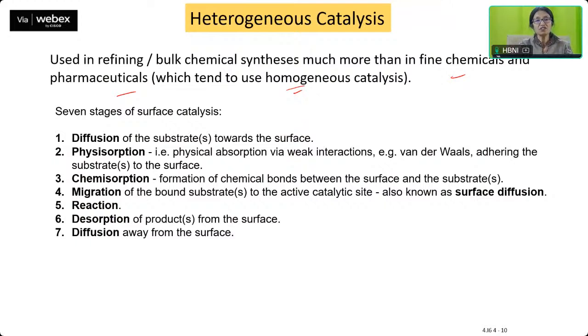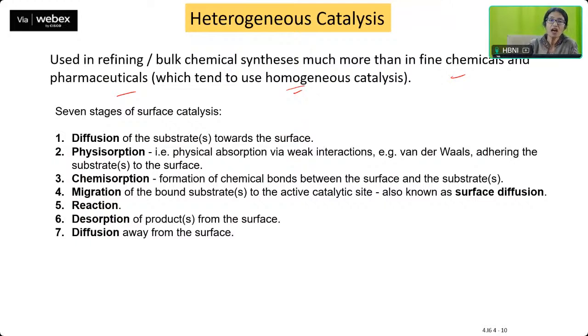So you have to understand the different stages of surface catalysis. First is diffusion of the substrate towards the surface. This is followed by physisorption, that is physical adsorption via weak interaction. You have van der Waals forces acting, and they adhere your substrate to the surface. Then you have chemisorption, where there is formation of chemical bonds between the surface and the substrate. Then you have migration of the bound substrates to the active catalytic sites, which is also known as surface diffusion. So it migrates and diffuses towards the active catalyst sites.